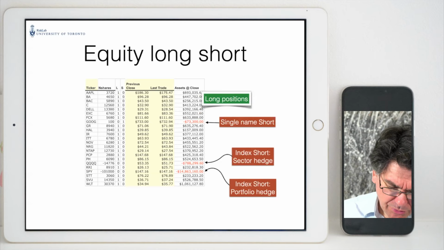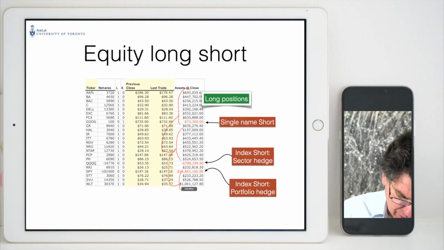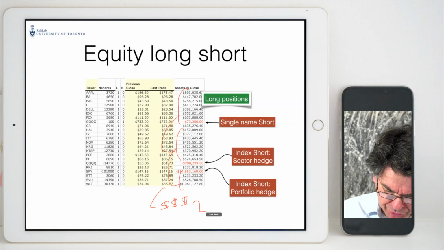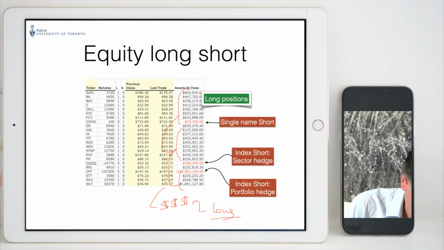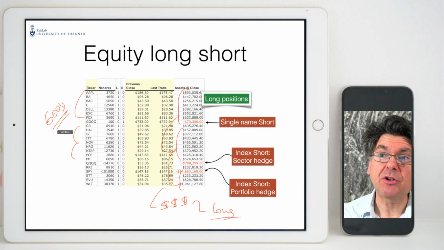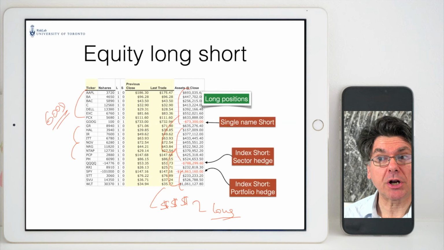The reason you do that is when you look at all of these positions, this is a lot of money on long positions, but you don't know if the market is going to go up or down tomorrow. You don't know. The market may go up, may go down. You know that these companies are good. Maybe you are a fundamental trader and you think these are good companies. But you don't know if the market is going to go up or down tomorrow. If the market goes up, these companies will probably go up. If the market goes down, these companies will probably go down, but because they are good, you think they will go down less than the market.